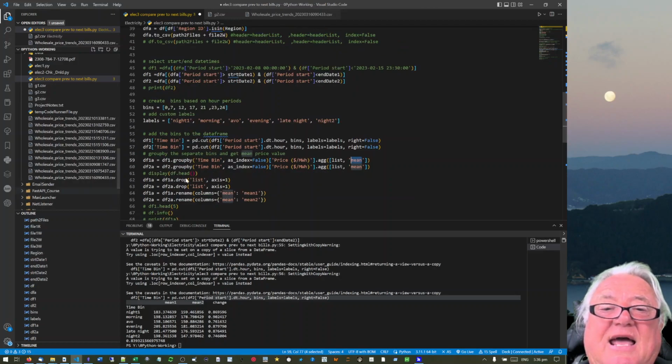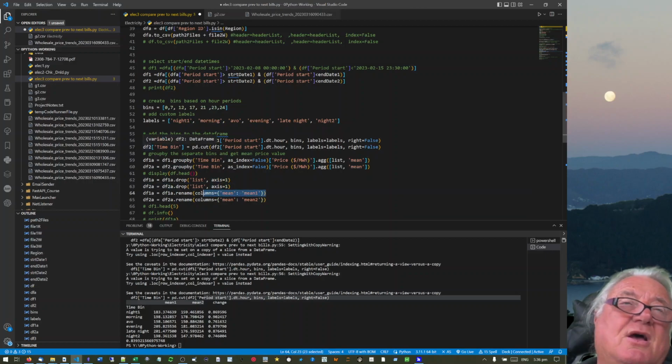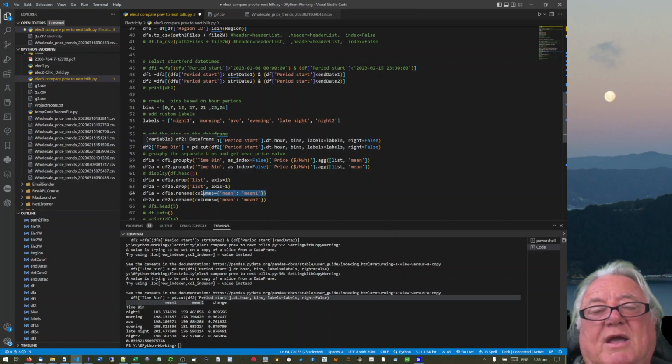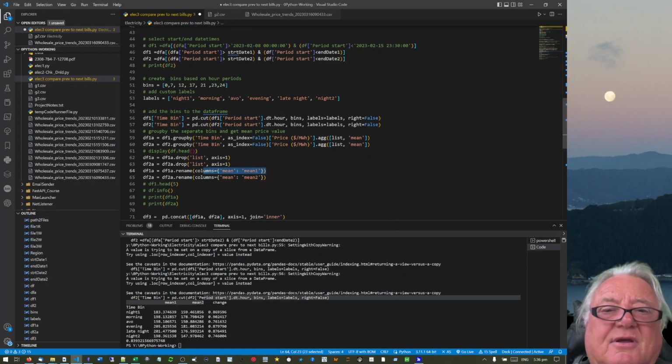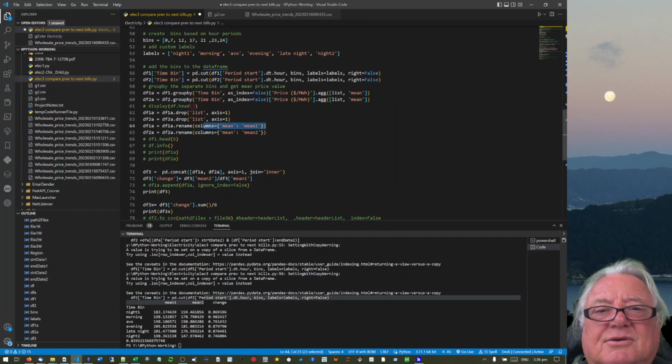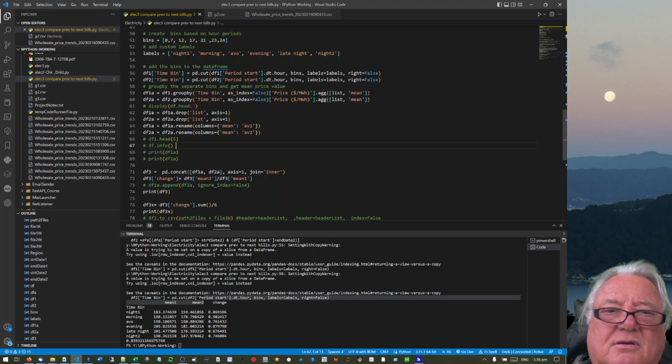I then drop the list column, and keep the mean column. I've got two different data frames, one for the first week and one for the second week, and they've both got a column called mean. So I've got to rename the two columns, mean 1 and mean 2, or AV1 and AV2, it doesn't really matter. In fact, I might try and do that. I'm going to go AV1 and AV2, because mean seems a bit deep, but well, now I've got to go.